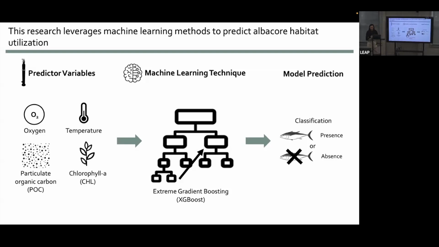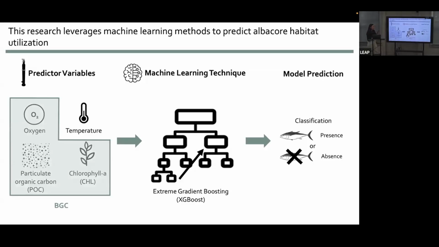I also want to note, for the purposes of this study, when I say biogeochemical information, I'm specifically talking about these 3 variables. We already know that temperature is a very strong predictor of fish movements from a physiological standpoint. So we're really interested in determining where and when and how biogeochemistry modulates their habitat use.